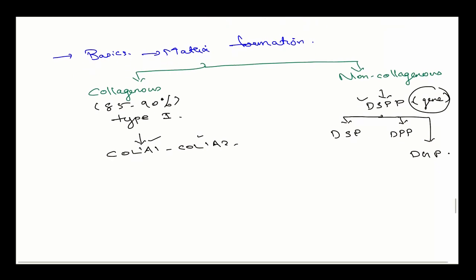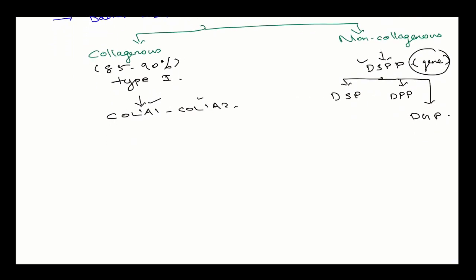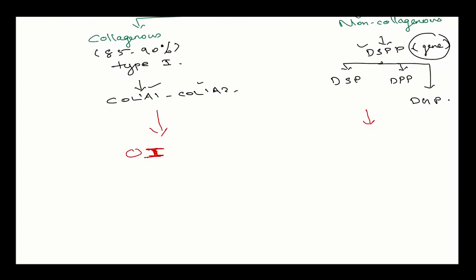Now we will come to the real facts. If there is a problem with the collagen formation gene, what's the name of the disease? It's osteogenesis imperfecta, which we have already seen. Even the bone will be affected, because bone also contains collagen. Here it is different: only dentine is being affected.